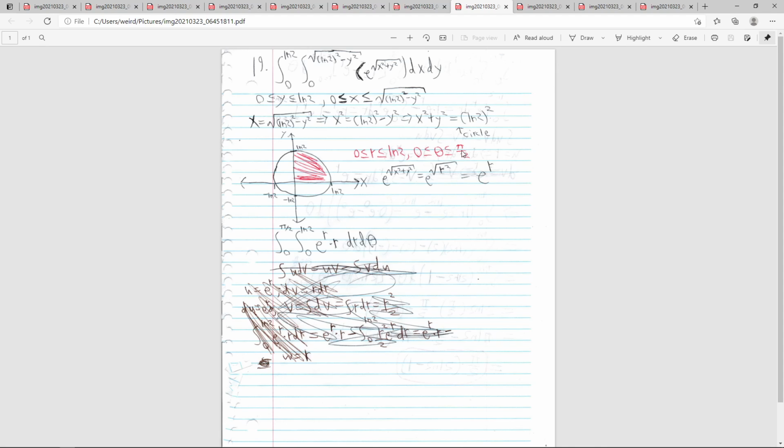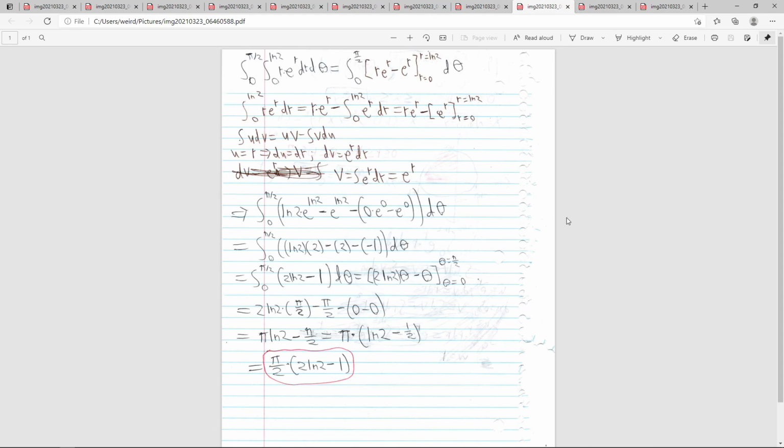So 0 to pi halves, and e to the square root of x squared plus y squared becomes e to the square root of r squared, which means it's e to the r. Oh, so this looks easy to solve, right? Not exactly. We have to do an old trick, but we'll see in a minute. So 0 to pi halves, 0 to ln 2, e to the r times r, dr d theta. Integration by parts comes back. The integral of u dv equals uv minus the integral of v du.